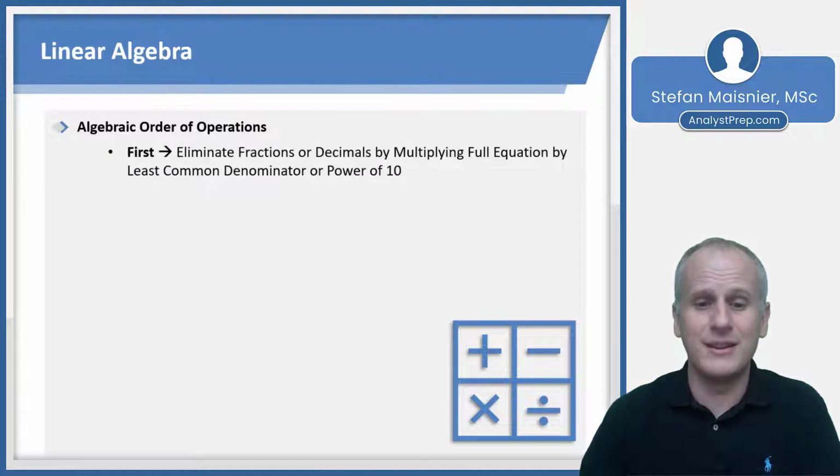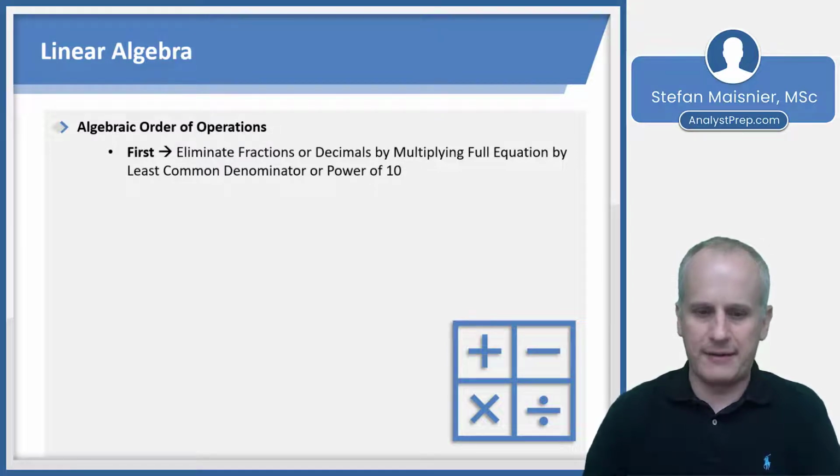So first, you want to eliminate fractions or decimals by multiplying the full equation by either the least common denominator or a power of 10. It's quite simply a fact that human brains are more equipped to solve things when they're integers rather than when they are fractions or decimals. So the first thing you can do is get rid of your fractions or decimals by just multiplying your entire equation by either the least common denominator or a power of 10, because that will get rid of the decimal by shifting the decimal to the right, however many places you need to, and by eliminating the denominator of any fractions you might have.